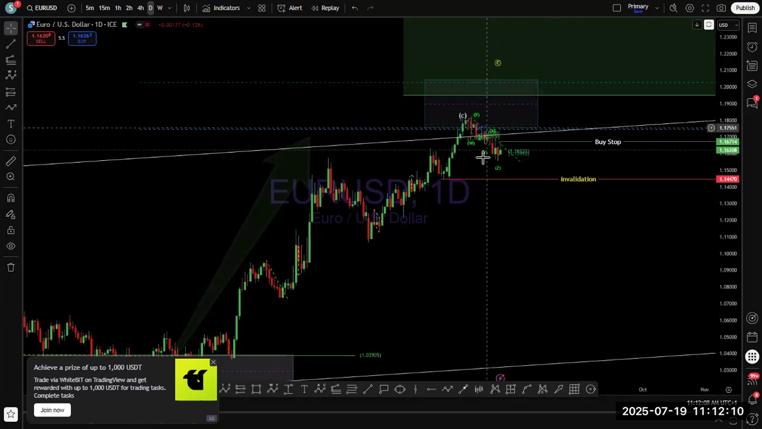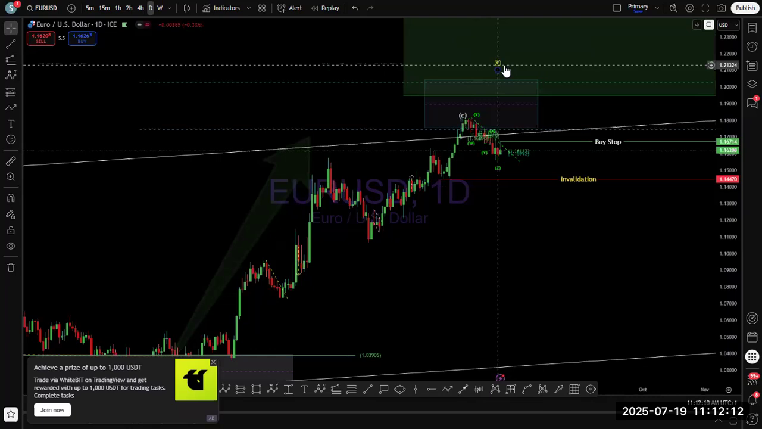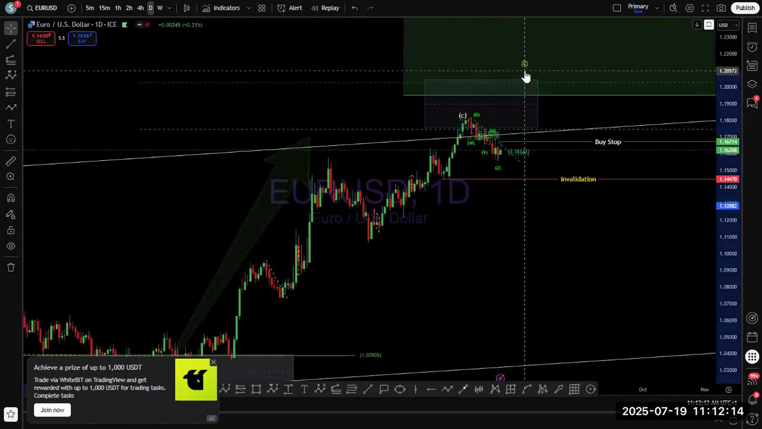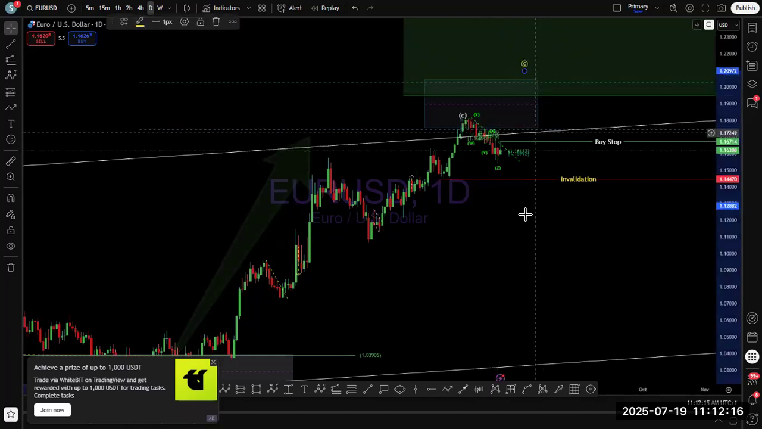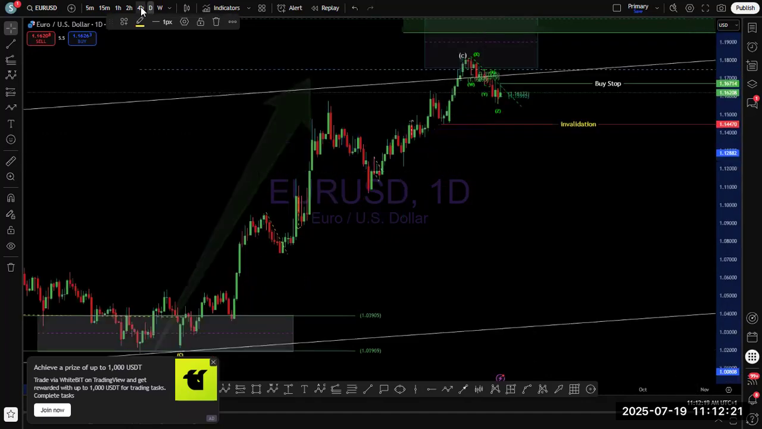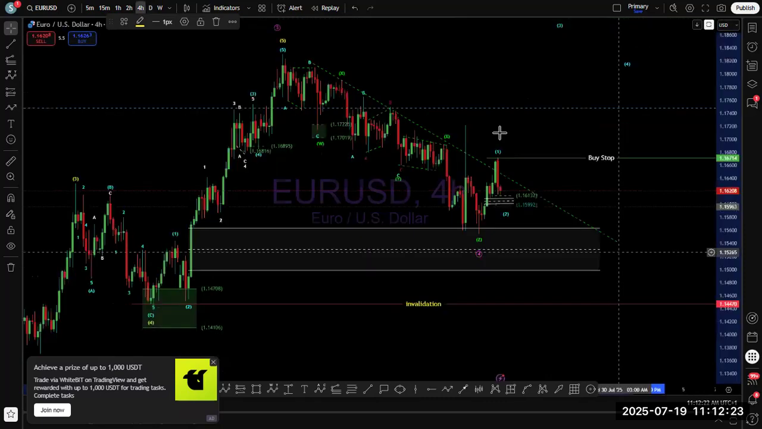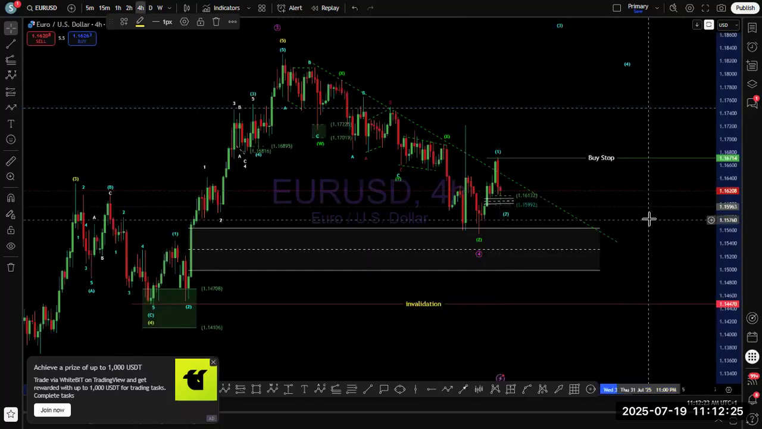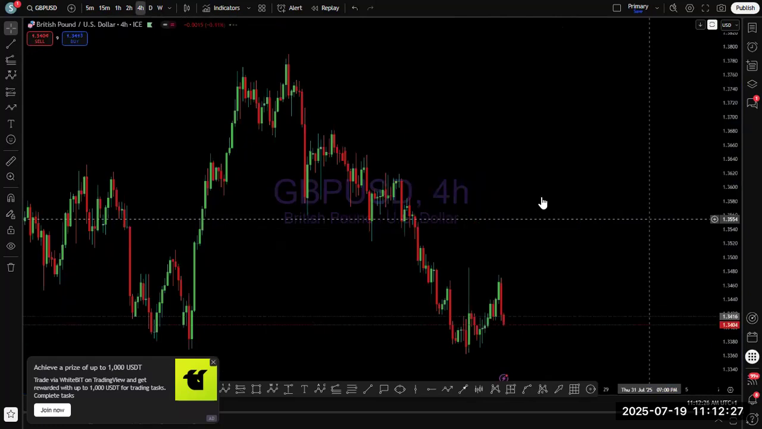Maybe it will reverse from here, but for now, I think it's going to enter this green zone. So let's keep watching how it will unfold. But for now, I don't have any reason to sell Euro USD. I only have reason to buy. Let's move on. Pound USD.